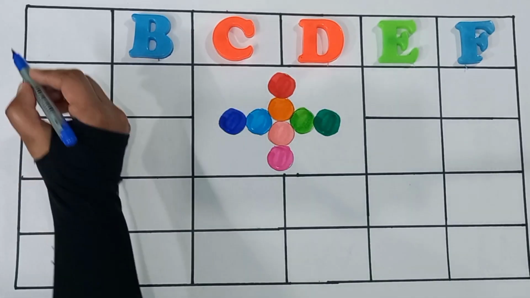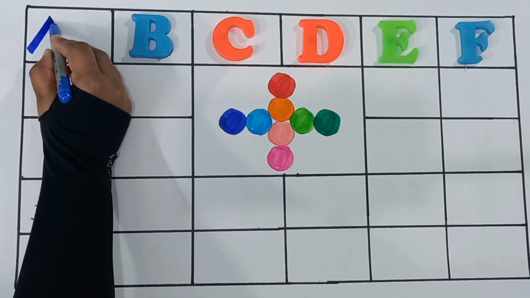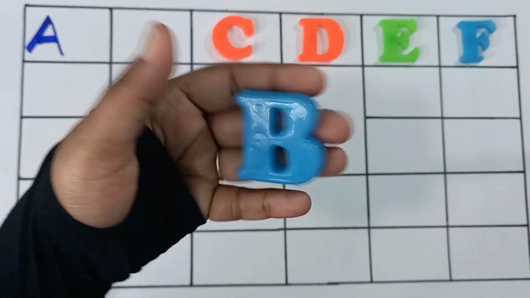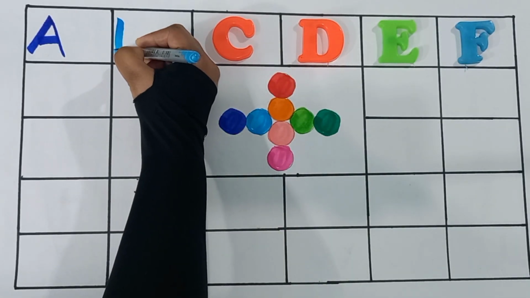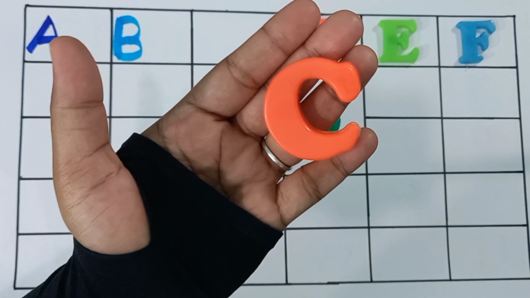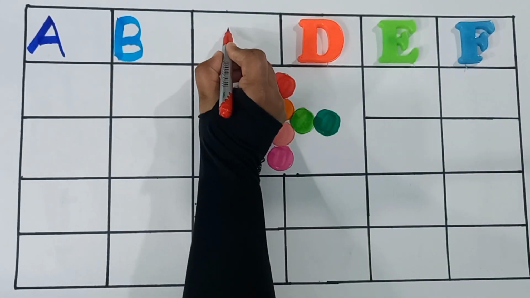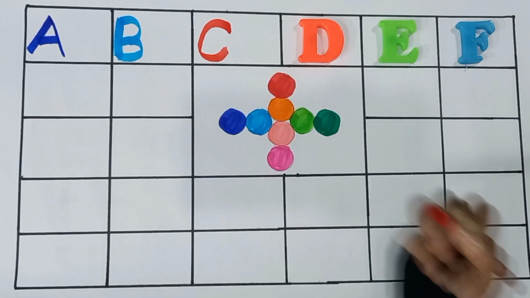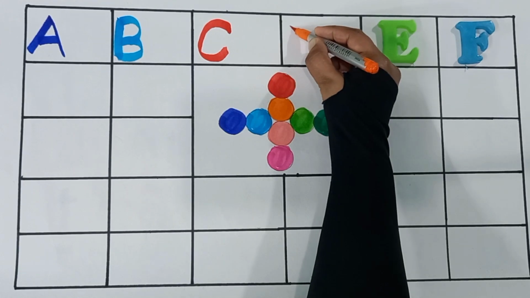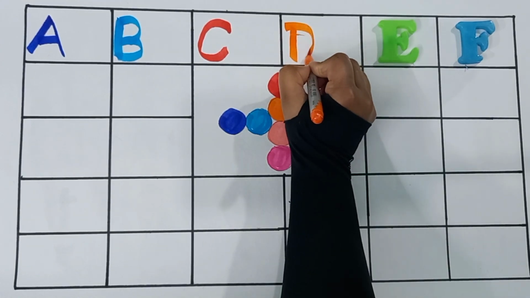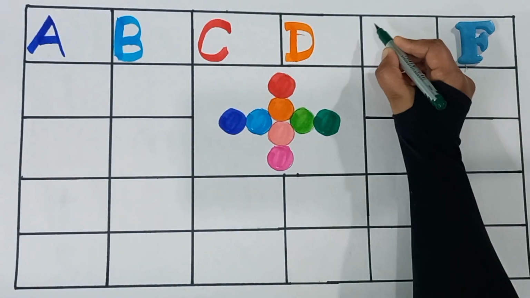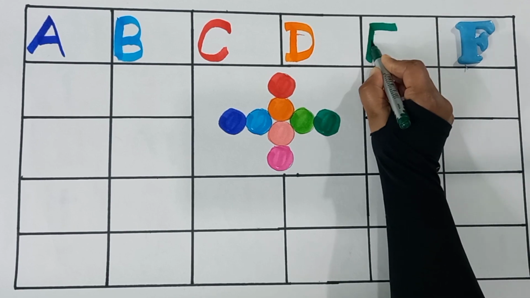A for alligator. B for basket. C for carrot. D for doctor. E for earth.